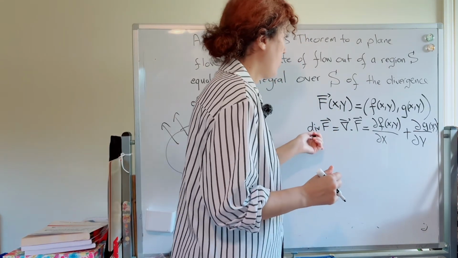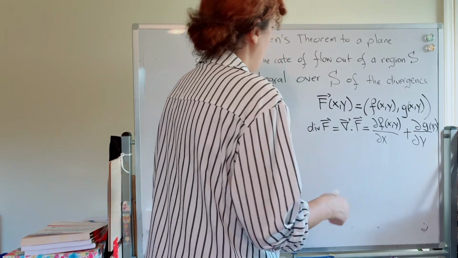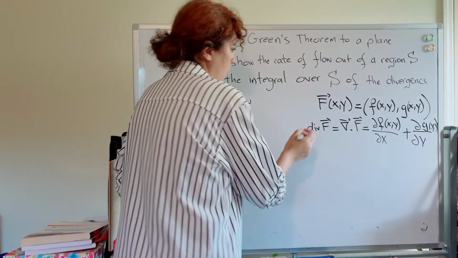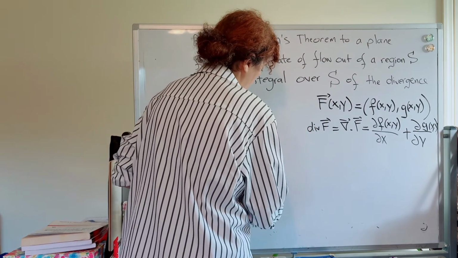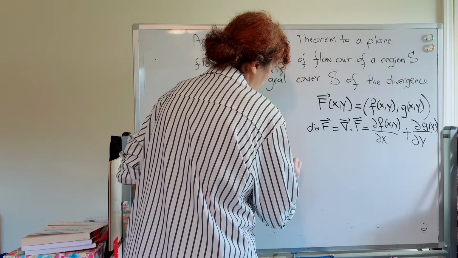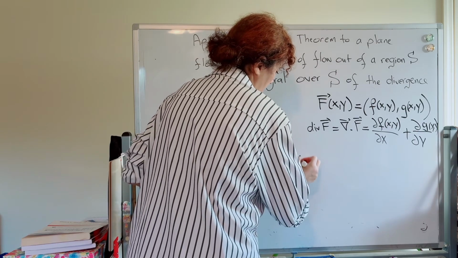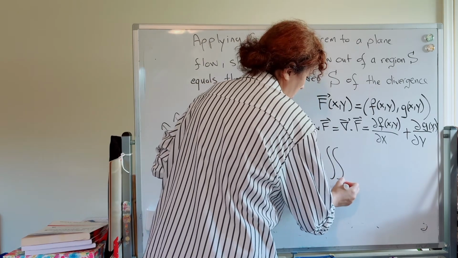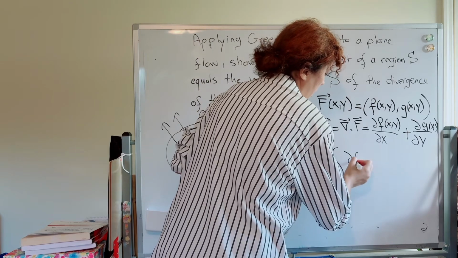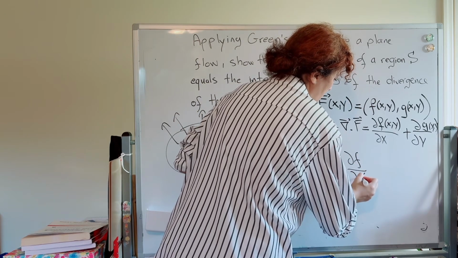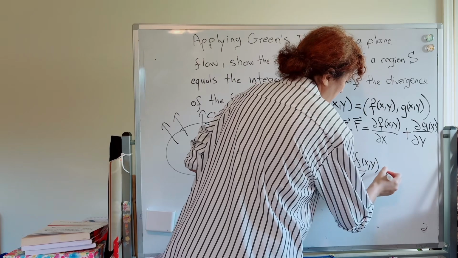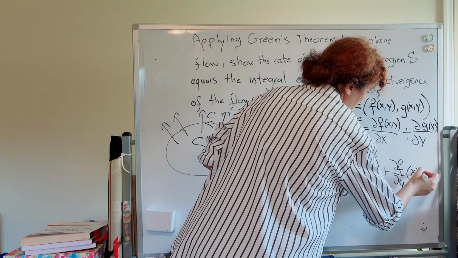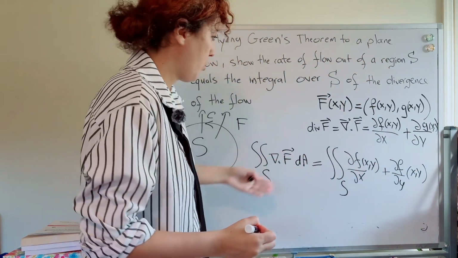From this, what we want to prove is that the rate of flow out of region S is equal to the integral over S of the divergence of F, which is equal to the integral over S of df/dx plus dg/dy. That's what we want to prove.